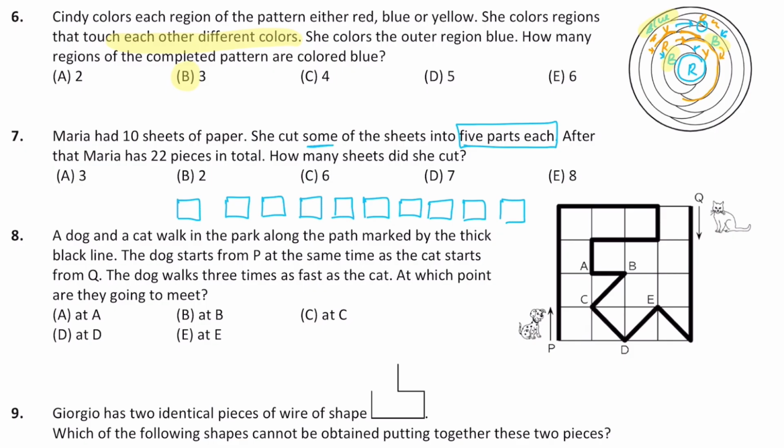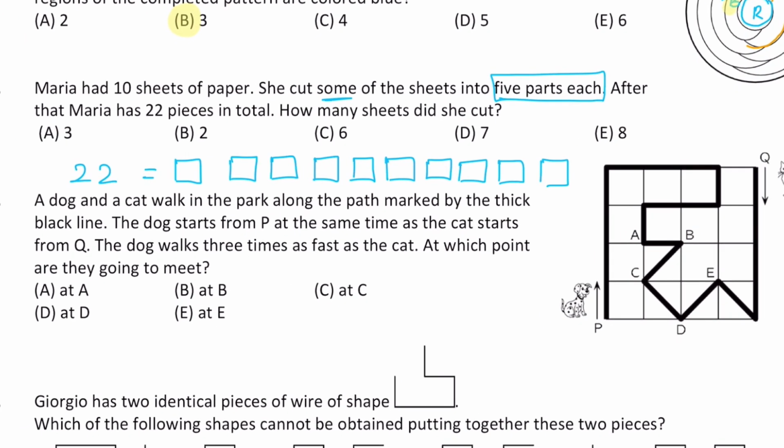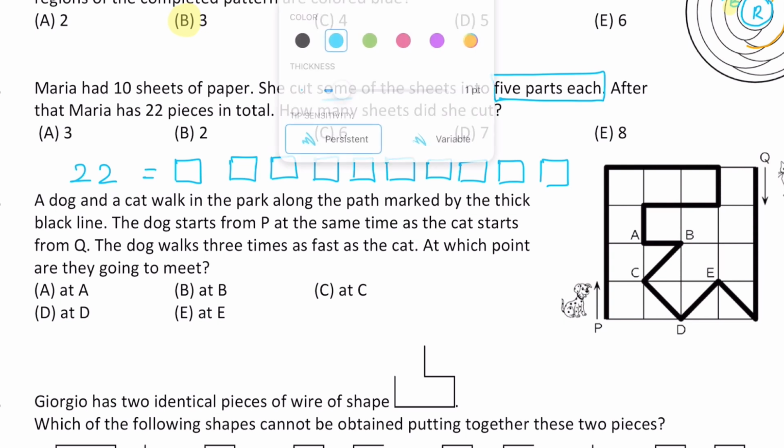Okay, after that, Maria has 22 pieces in total. How many sheets did she cut? Okay, so we need to figure out how many sheets she cut, because only some of them were cut, right? But eventually the 10 sheets became 22 sheets, right?